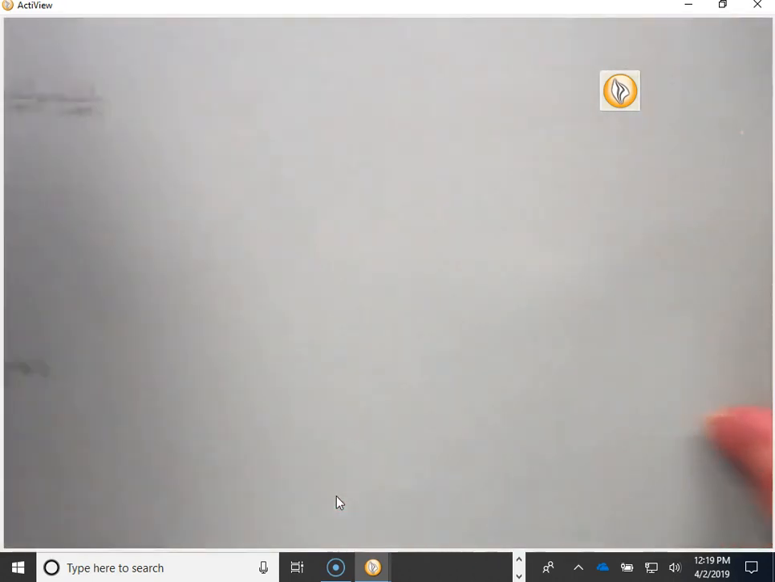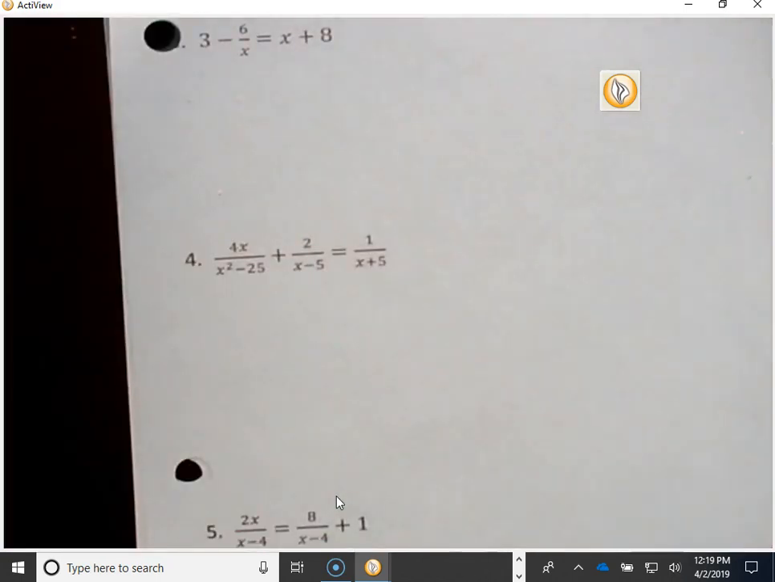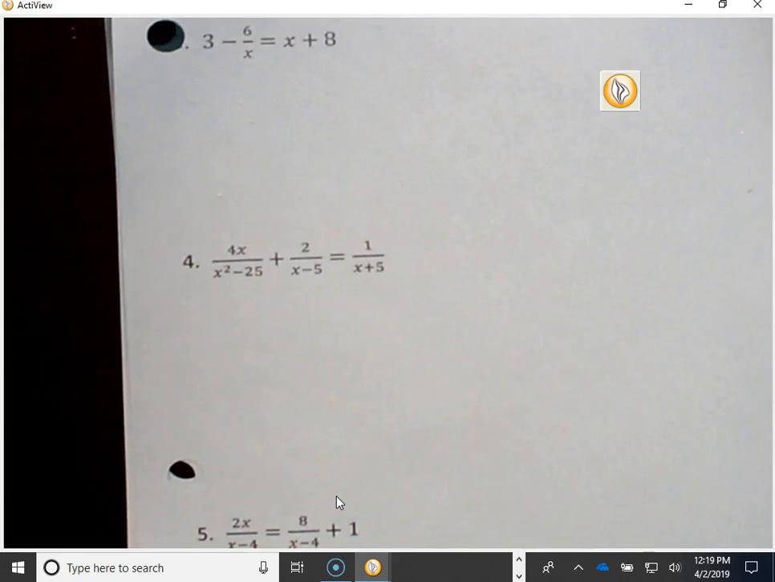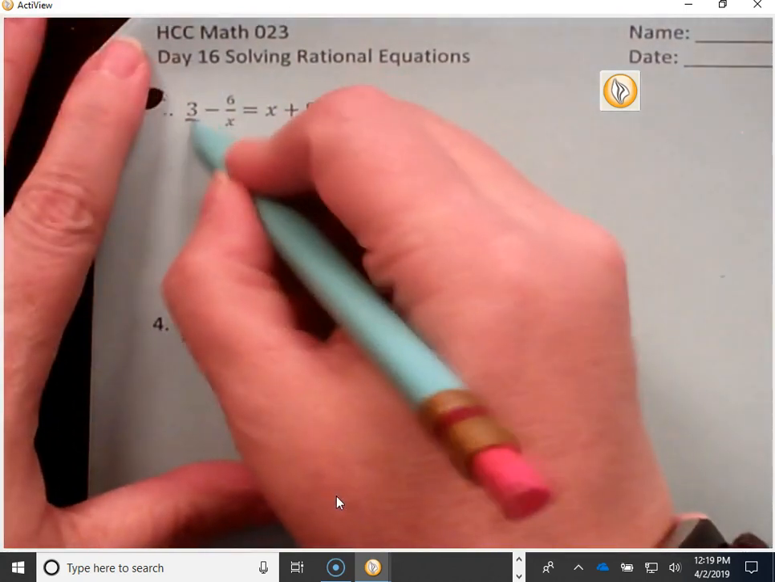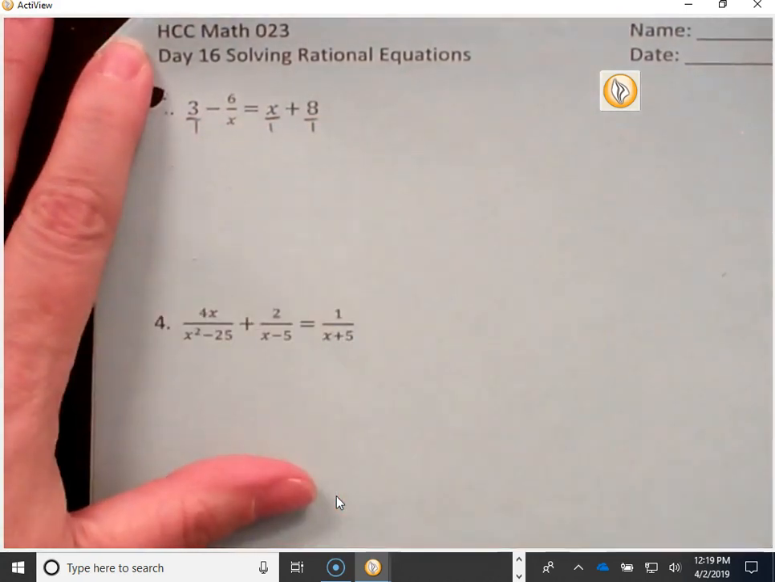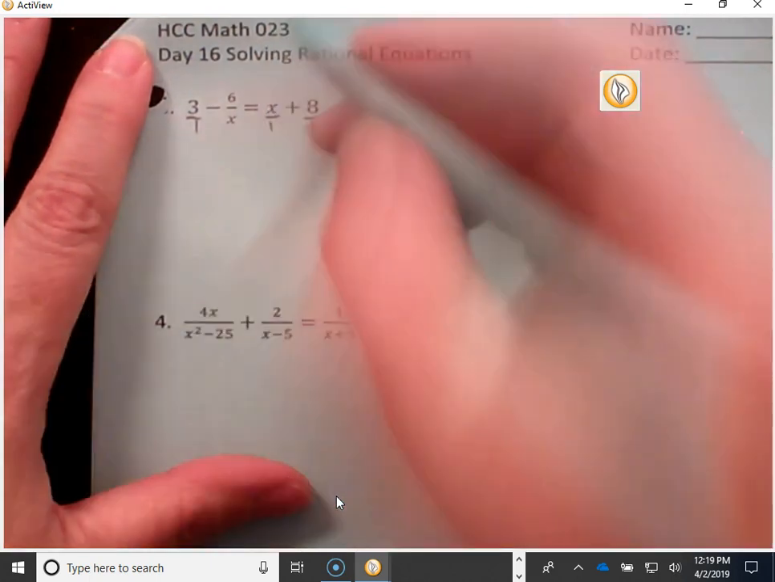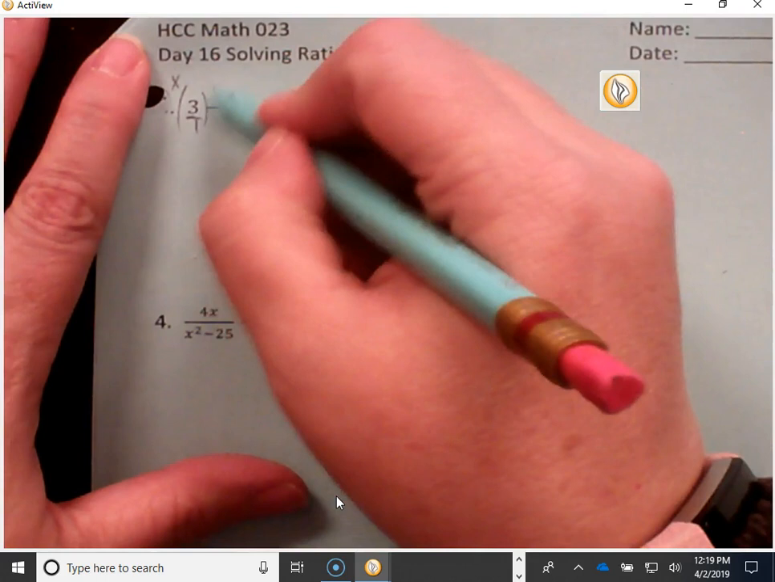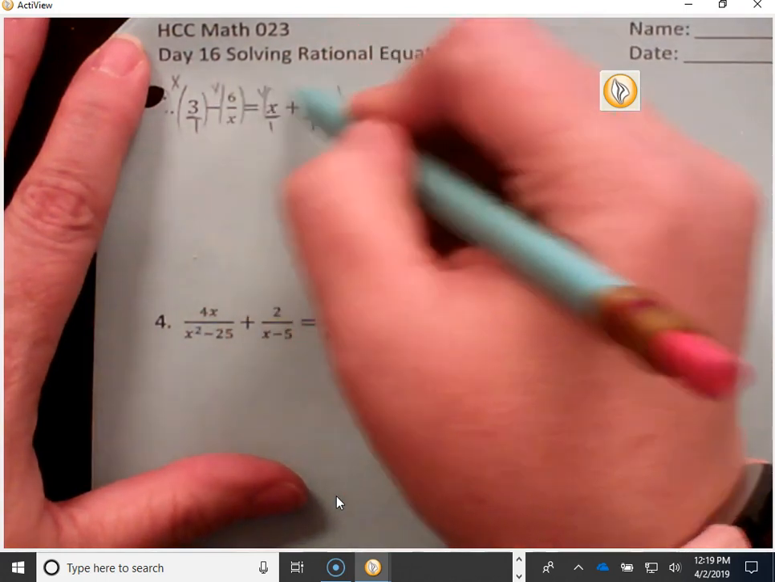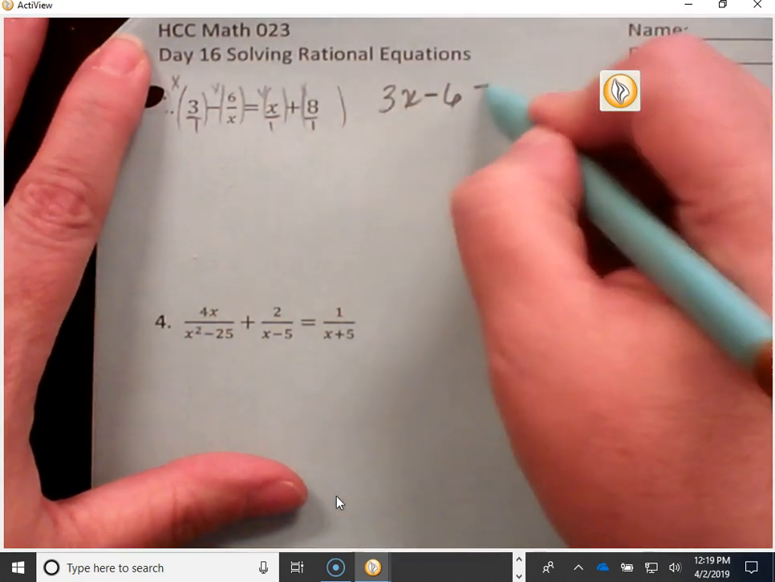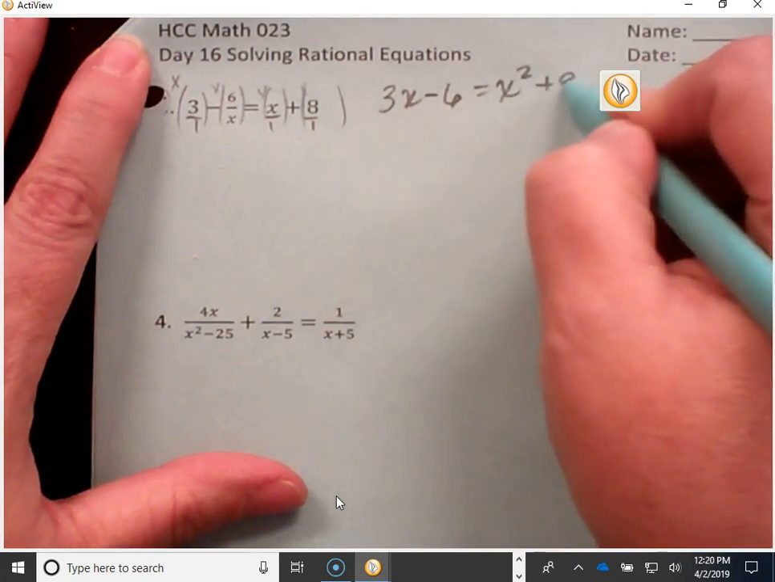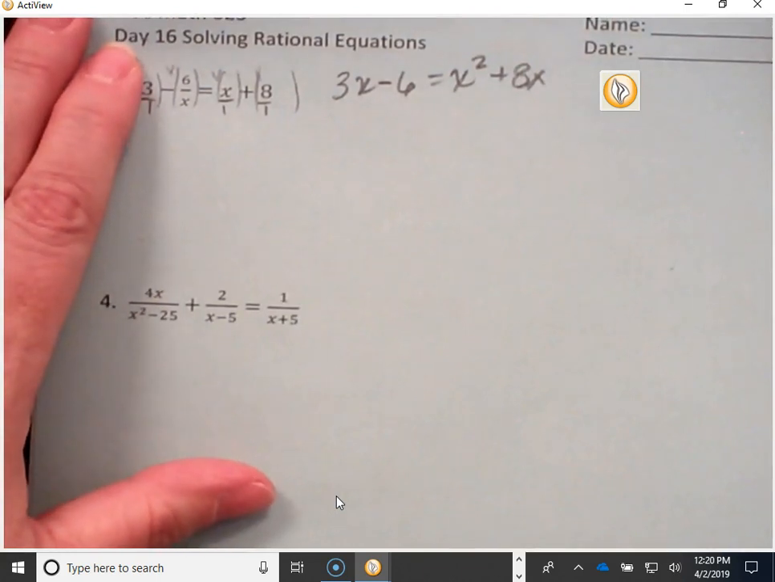So, let's try a couple more, because things get a little hectic, helter-skelter. So looking at number 3 here, well, number 3 doesn't look that bad, Miss Finney. You're right, it doesn't. It doesn't look that bad because everything has a denominator of 1 except for that 6 divided by x. So we're just going to multiply everything by x. So we have 3x minus 6 equals x squared plus 8x. And now we got ourselves a show here, because this didn't work out as easily as the first two did, but we can still solve it because we're intelligent people.